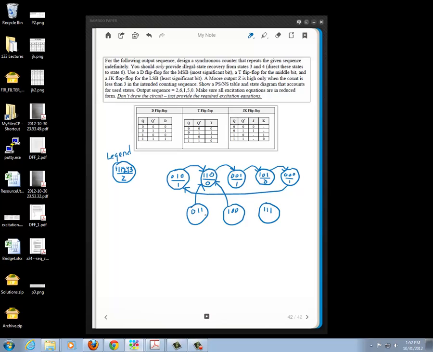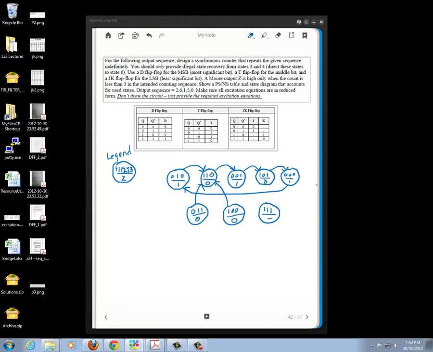Now, since these states are now used because we've provided recovery for them, we have here again that output Z is high only when the count is less than 3. So 3 is not less than 3, so its output here is going to be 0. 4 is not less than 3, so the output is 0. And if we end up in state 7, we're just going to stay there forever because we don't have any illegal state recovery, so we don't care about the output in this case. So it's a don't care, or a dash.